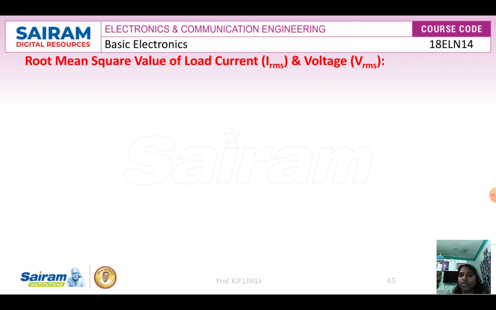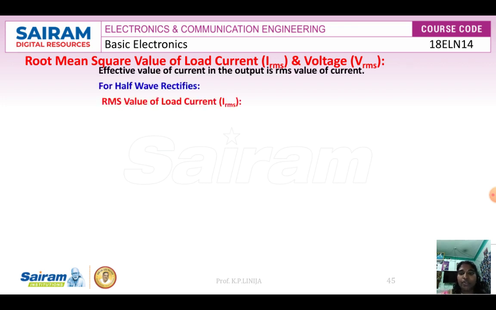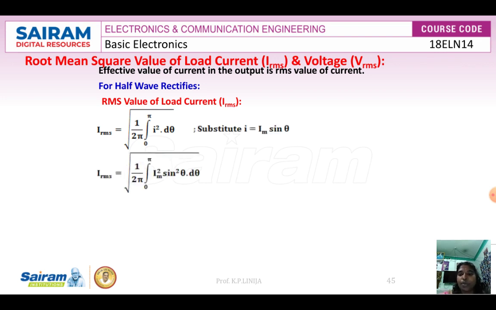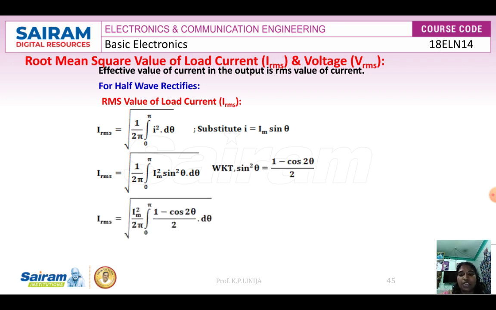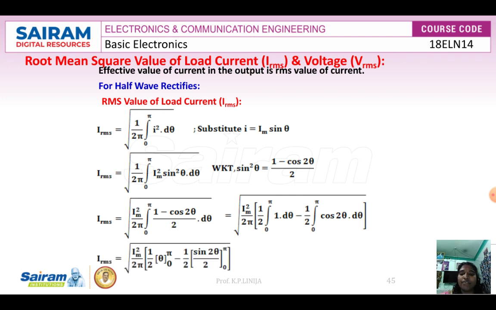Here the representation for root mean square value is IRMS and voltage RMS, that is VRMS. Okay. So here first we'll go for the half wave rectifier. IRMS is equal to root of 1 by 2 pi into integral 0 to pi I squared into d theta. So we know the value of I, no? The circuit operation itself we have analyzed using a trigonometrical equation. Sin square theta is equal to 1 minus cos 2 theta by 2. We are reducing this equation in such a way. Then after integration, we are applying upper limit minus lower limit. Okay. So IRMS is equal to Im by 2.